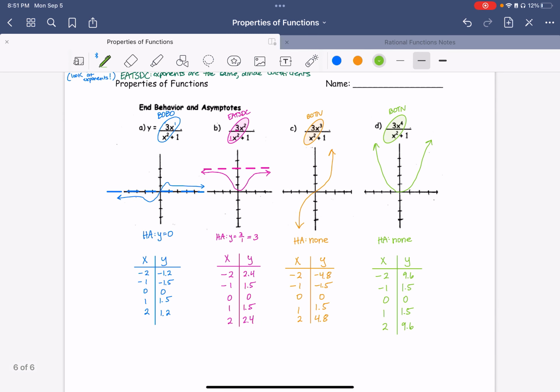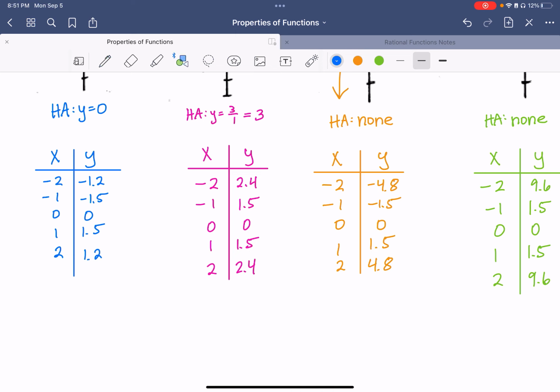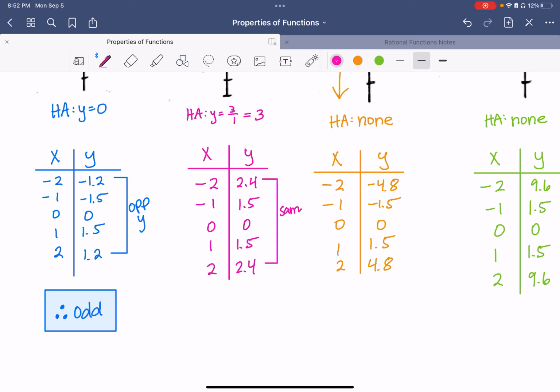All right, so now I want to observe whether they're even or odd. If you remember, if you look at the x values and the y values, if they're opposite or the same, that's how you're going to tell. So here we have negative versus positive. So here they switched. So if your y values switch, remember O, O, O, this is going to be odd. On the next one, when you look at the y values, they are all positive. So since they're all positive, they remain the same. And if your y values stay the same, that's how you know it's even.